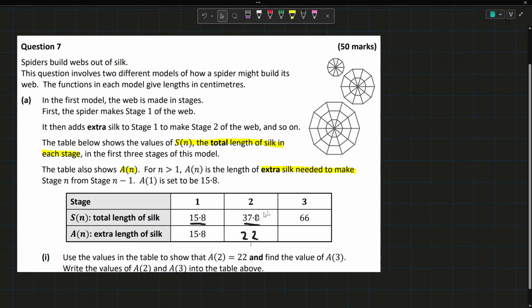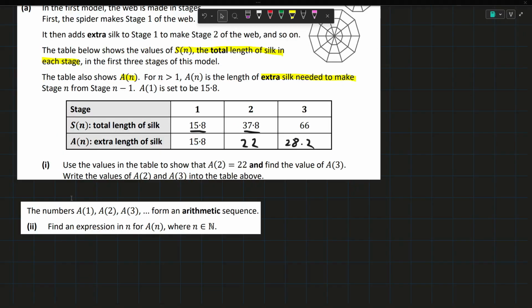And then we can do the same thing. To go from stage 2 to stage 3, we go from 37.8 to 66. So how much did we add on? Well, if we subtract those two numbers, we'll find out how much we added on. And the answer is 28.2 centimeters. So basically, if we have 37.8 centimeters and we add on 28.2 centimeters, what we end up with is 66 total centimeters in stage 3.